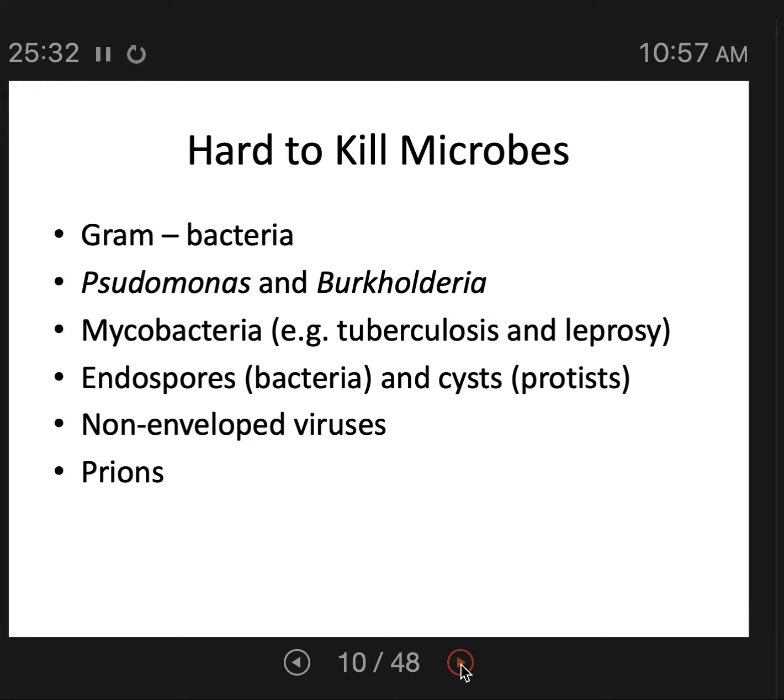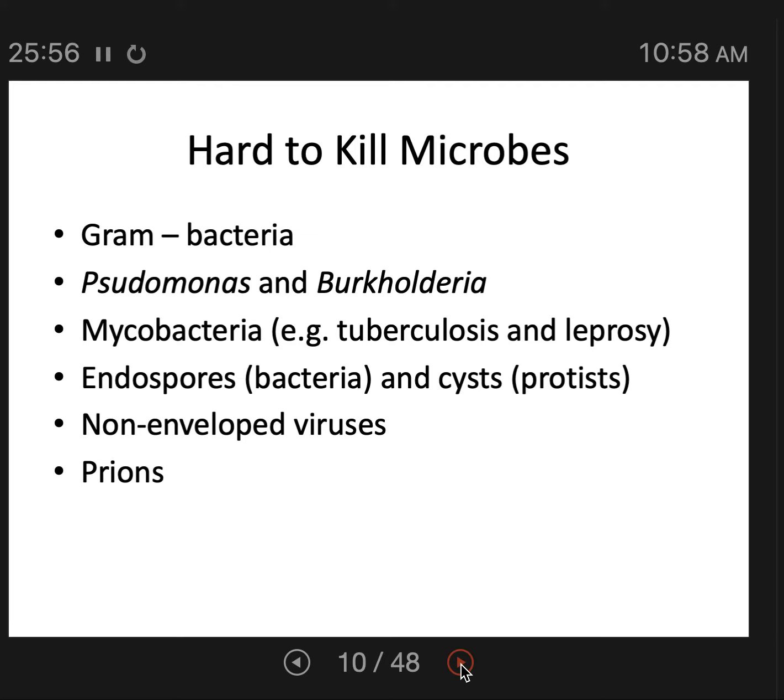Let's talk about some hard-to-kill microbes. So here's a list of hard-to-kill microbes. These microbes need special attention to kill, as many microbial control methods do not work for them. Infections with these microbes may require special control techniques, especially if the infection is on or in living tissue, because the health of the host has to be considered, right?